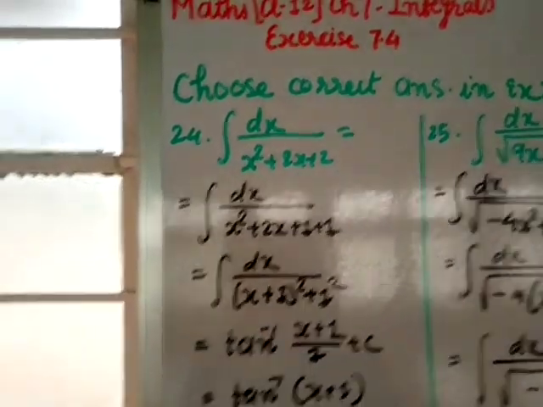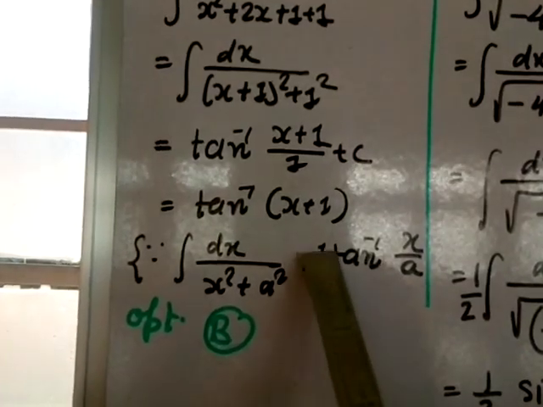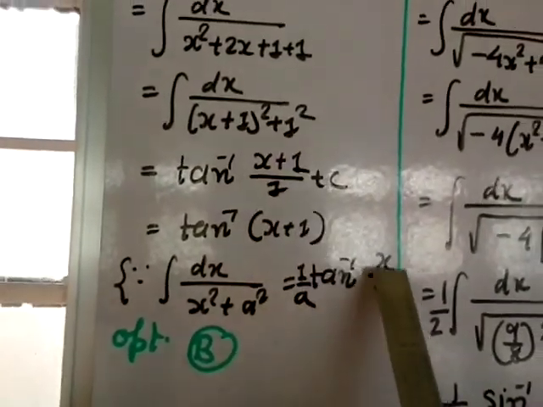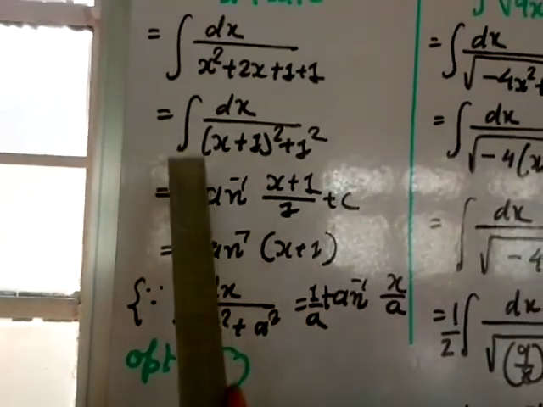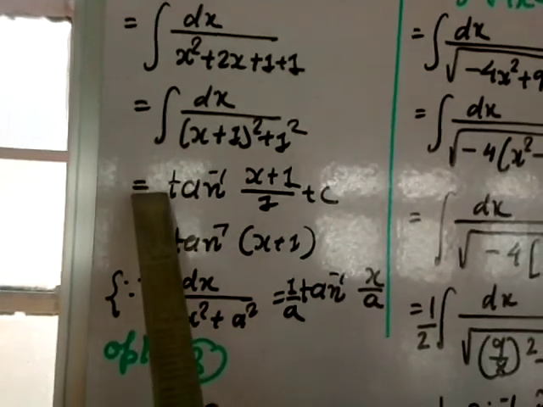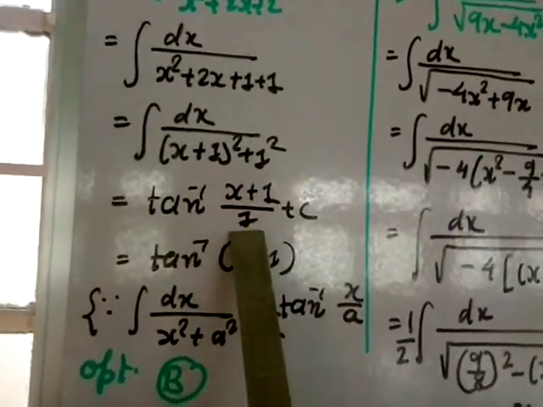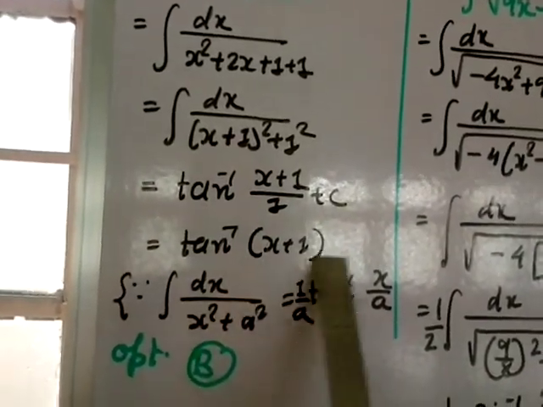Now it is of the form integral dx divided by x square plus a square, whose answer is 1 by a tan inverse x by a. Here a is 1 and x is x plus 1. So 1 by a is 1 by 1, which gives you 1, so I do not need to write it. Tan inverse of x plus 1 divided by a, that is 1. So this plus c gives you tan inverse x plus 1 plus c.